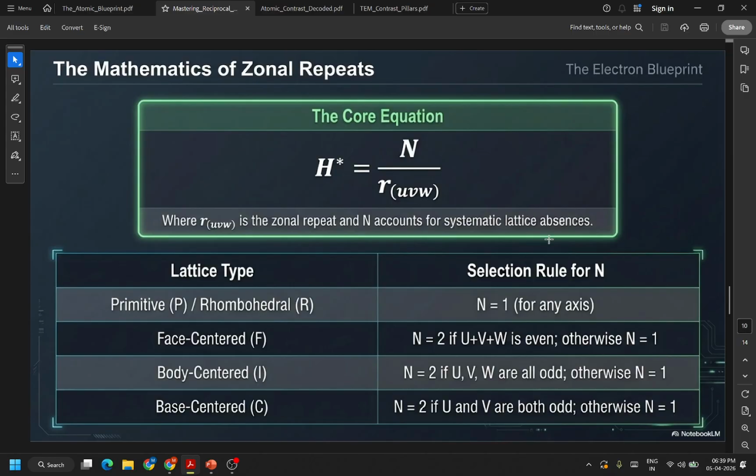For body centered, n equals 2 if u, v, w are all odd, otherwise n equals 1. For base centered, n equals 2 if u and v are both odd, otherwise n is equal to 1.